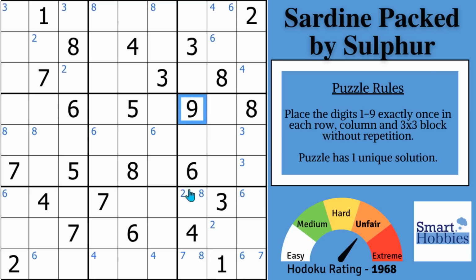And so you see there's nothing that is solved just yet. So you have to look for more advanced strategies.